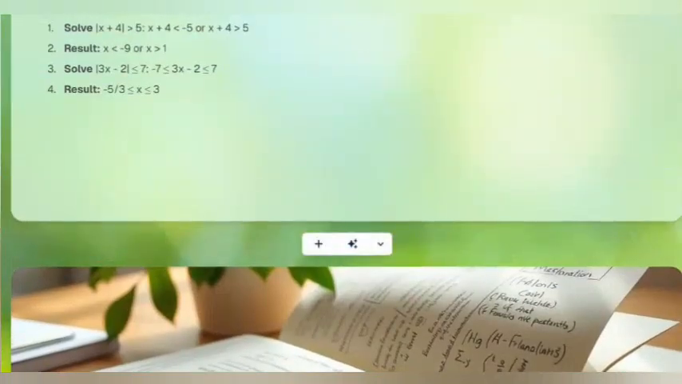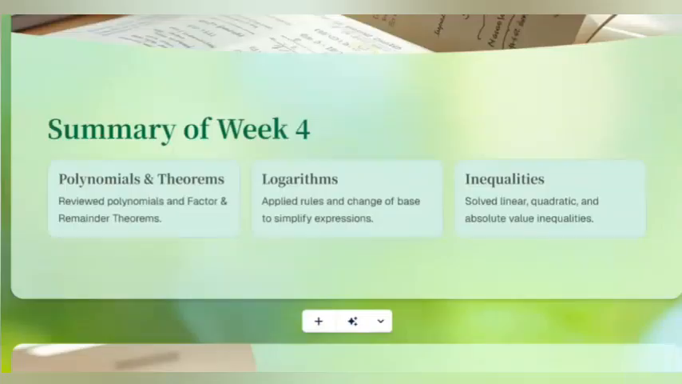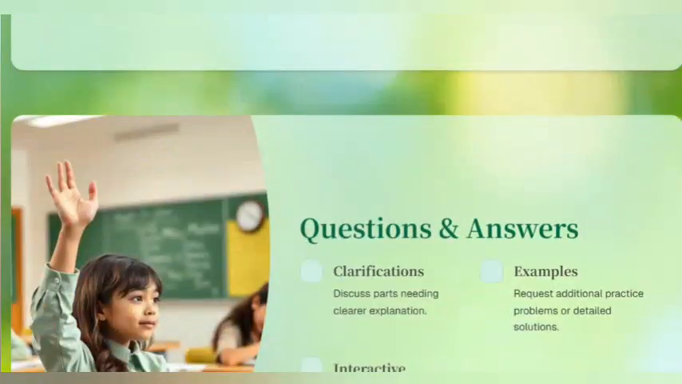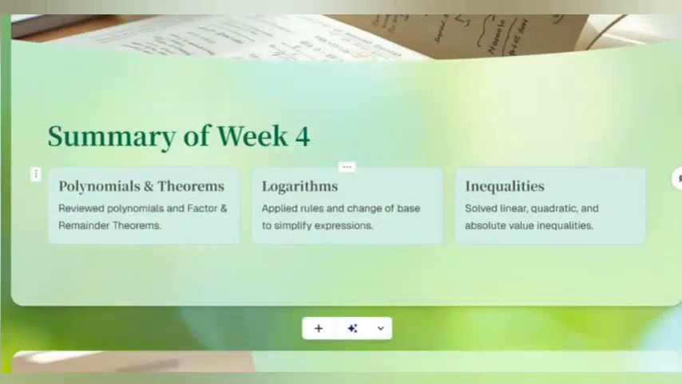Right. So with that, we come to the end of our slides for today. Just a brief summary. We looked at polynomials and the factor theorem and the theorems that apply to them. We looked at logarithms, we applied rules of logarithms and different laws, and also included change of base to simplify the expressions. And we looked at inequalities: linear, quadratic, and absolute value inequalities. And so I hope that most of the concepts I explained have been made clear.